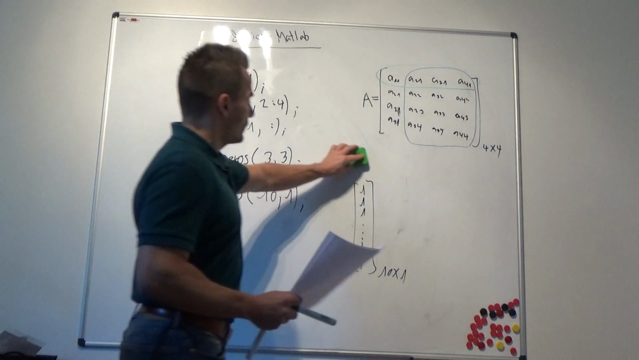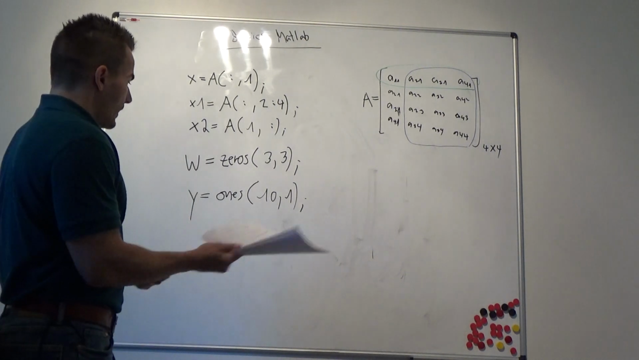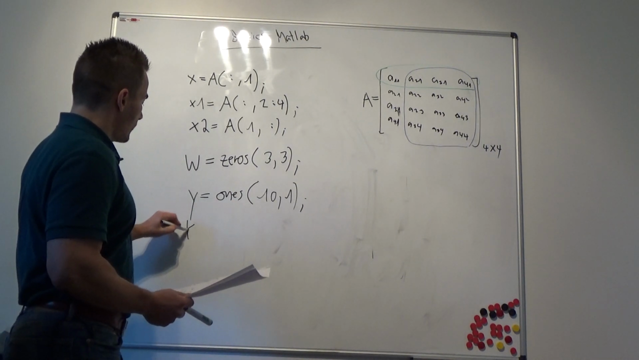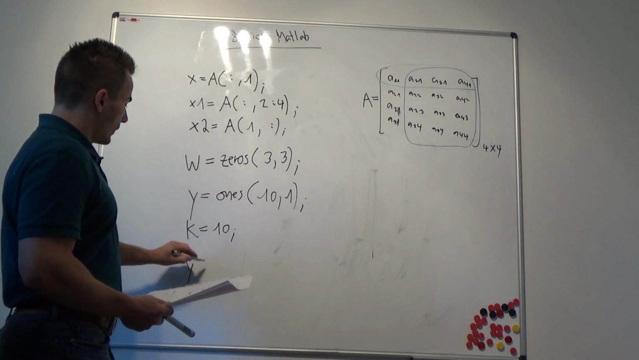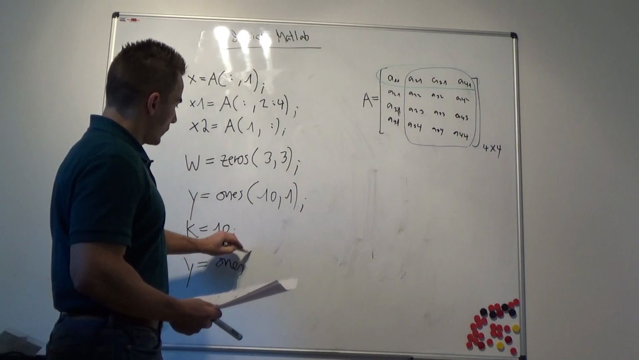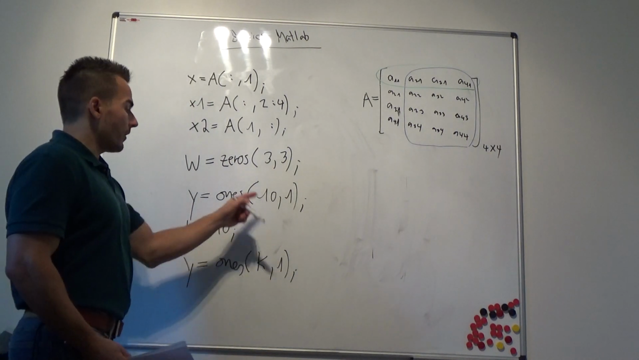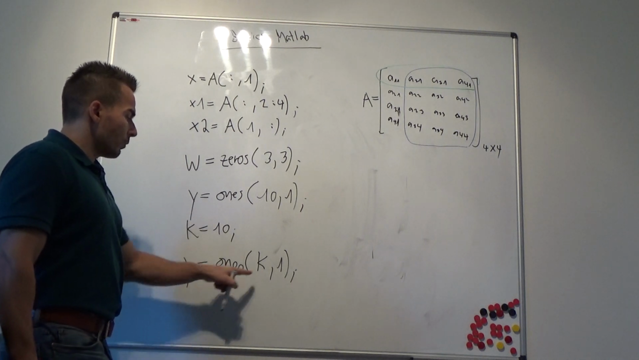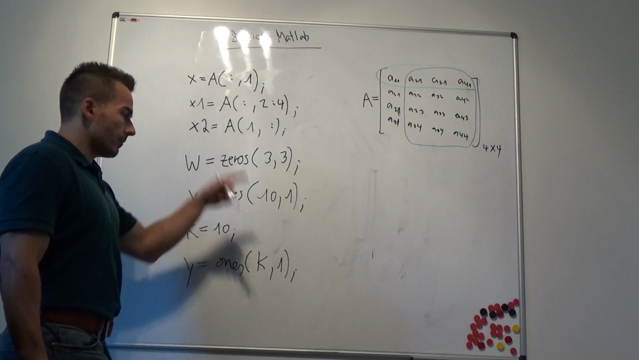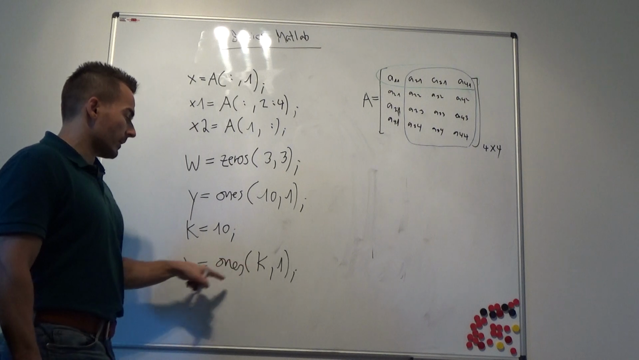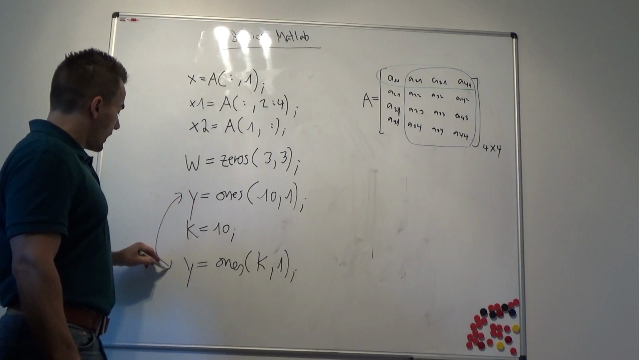What else could we do instead of writing explicitly 10 by 1? If we have defined already capital K as 10, if we write then y should be ones(k, 1), it would give us the same thing, because we have defined k as 10. It would give us a vector that has ones in a column consisting of 10 entries. So it would be a 10 by 1 vector of ones. Same thing as this. So these commands here are obviously equivalent.